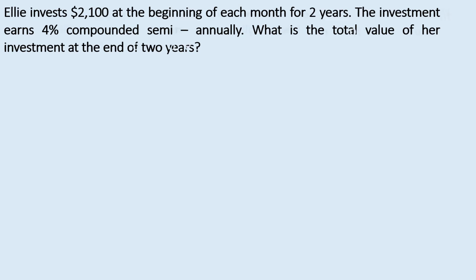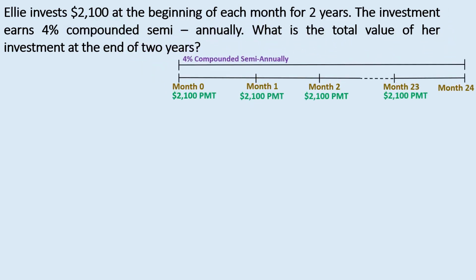So we generate the timeline, or draw the timeline. We see that we have the interest rate, starting in month 0 all the way up until month 24. We have a monthly investment of 2,100, 2,100, 2,100, all the way up until month 24.